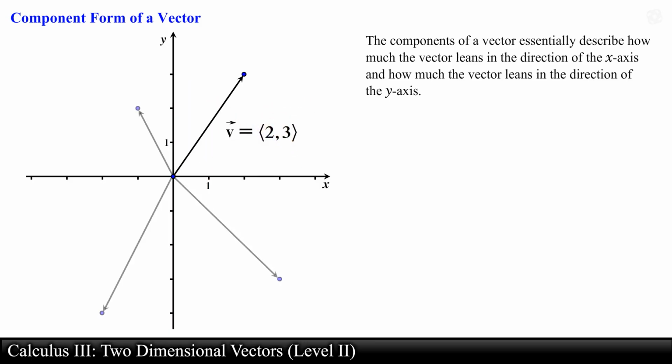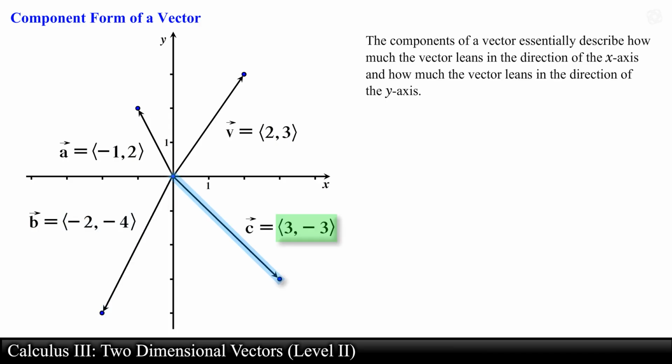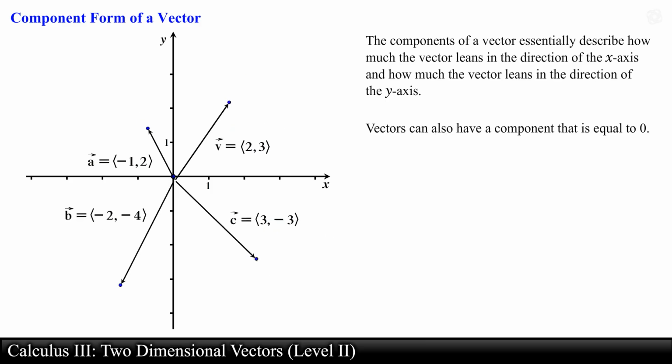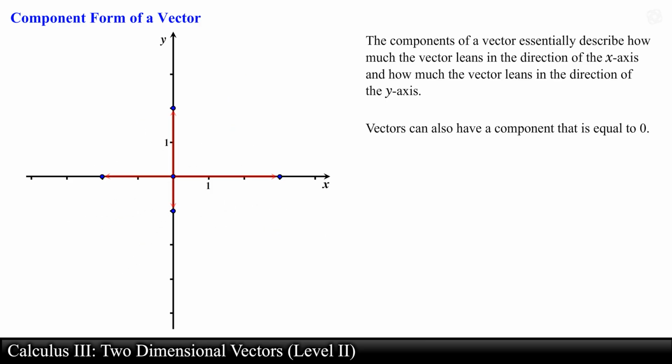In the same manner, the following vectors can be denoted in component form as follows. Vector a can be written as ⟨-1, 2⟩, vector b can be written as ⟨-2, -4⟩, and vector c can be written as ⟨3, -3⟩. Keep in mind that vectors can also have a component that is equal to 0. For example, the following vectors each have a component that is equal to 0.